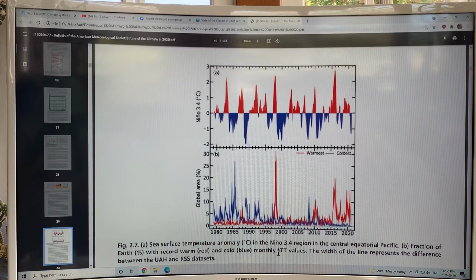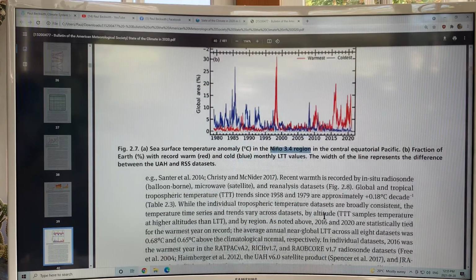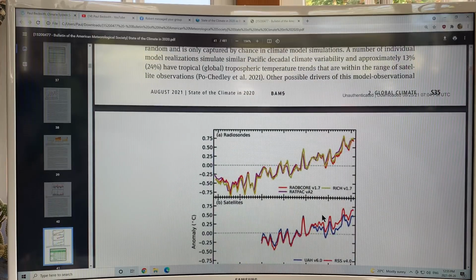Okay, this is the sea surface temperature anomaly in the Nino 3.4 region. It's also used as an ENSO index, and you can see that we had a slight La Nina, a warming period. When we have another period like the 2015-2016, then watch out. It's going to be super, super hot and crazy on the planet.